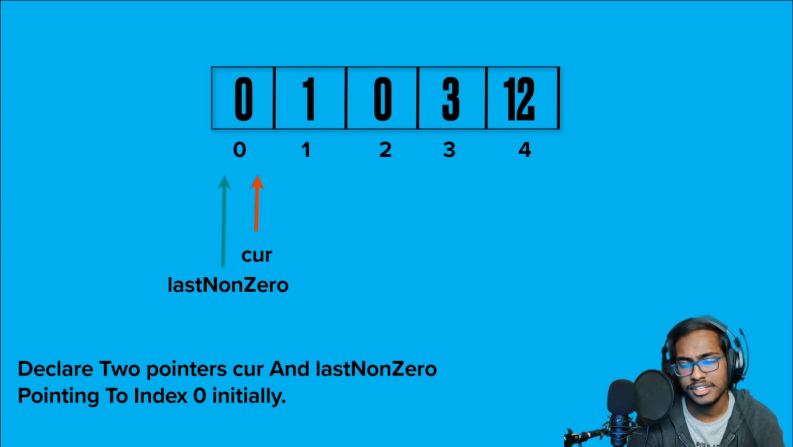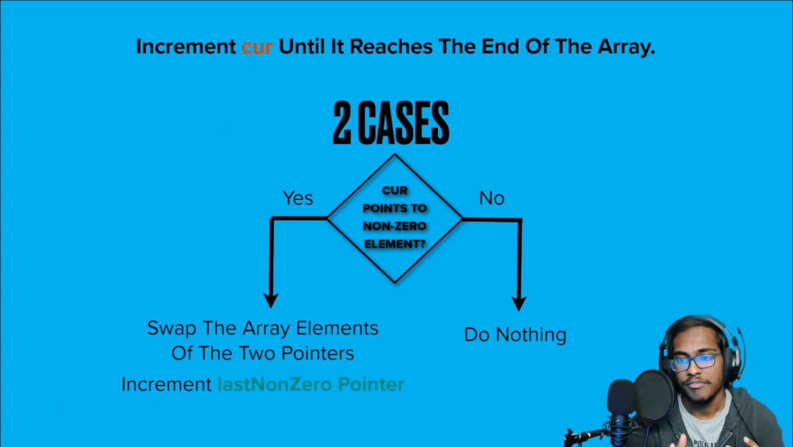Now you can ask a question, how do we know when to swap? That's easy. We have to keep incrementing cur until it reaches the end of the array as explained. And now there will be two cases. Let's say that cur points to 0. So if it points to an index where the element is 0, then you simply do nothing.